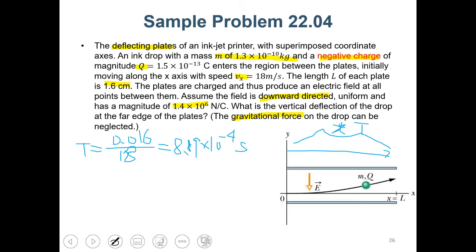Because the force acting on this charge will always point in the upward direction, there's no force acting in the horizontal direction. So the horizontal velocity will not change, so that we can calculate the time of the charge, which will be within this region. So the next step is to calculate F equals QE.